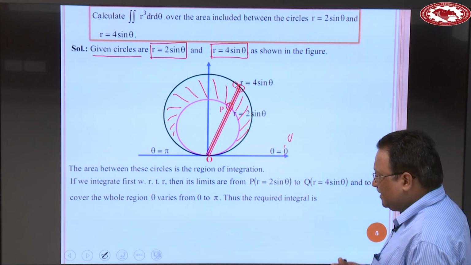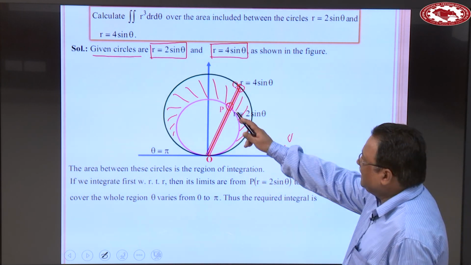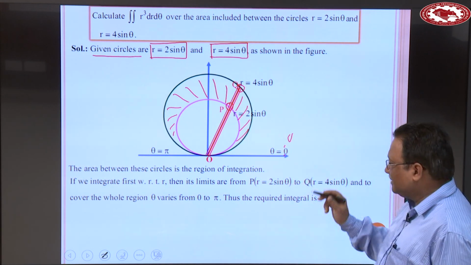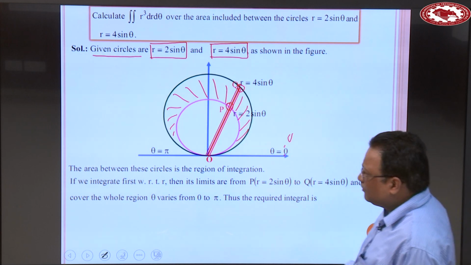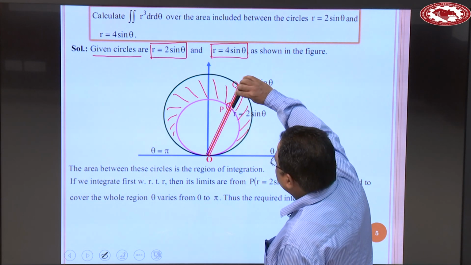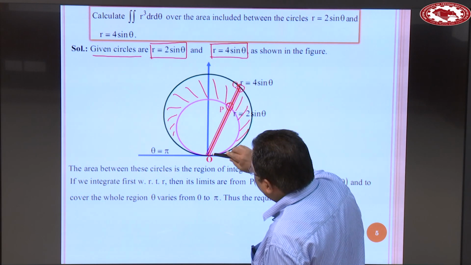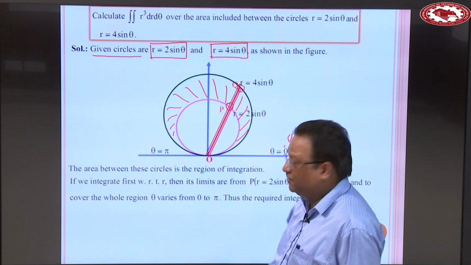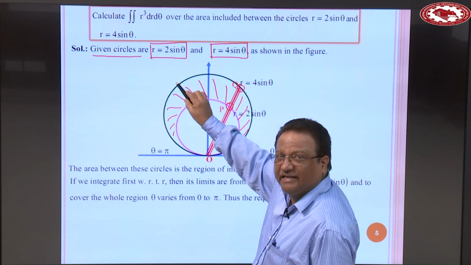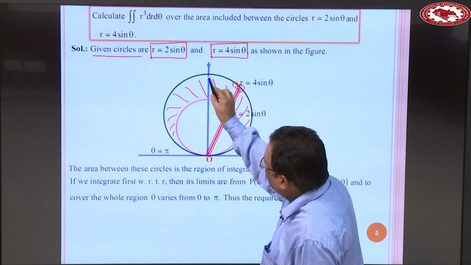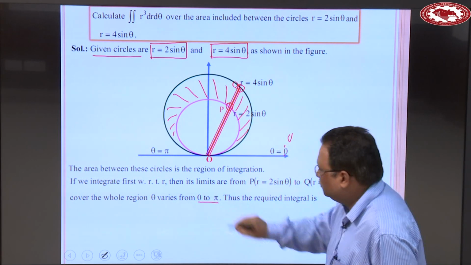If we first integrate with respect to r, then its limit is r from P to Q. P means r is equal to 2 sin theta and Q means r is equal to 4 sin theta, and to cover the whole region of integration, theta varies from this angle to this complete angle. When this strip is at this position, theta is 0. At this position theta is pi by 2. At this position theta is greater than pi by 2 but less than pi, but at this position theta is pi. So theta varies from 0 to pi.